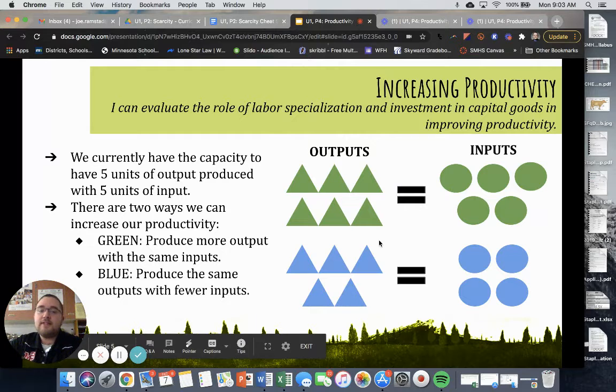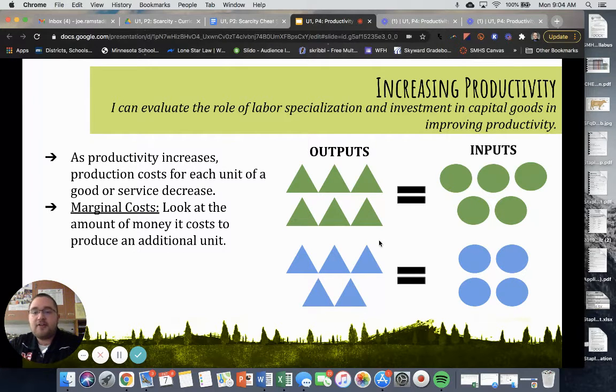So in this diagram, we have the capacity to have 5 units of output produced with 5 units of input. There are 2 different ways we could increase our productivity. Green would be producing more output with the same input, and blue would be producing the same output with fewer input.